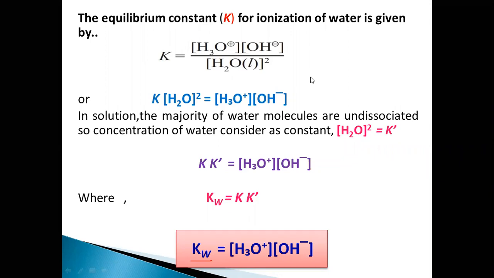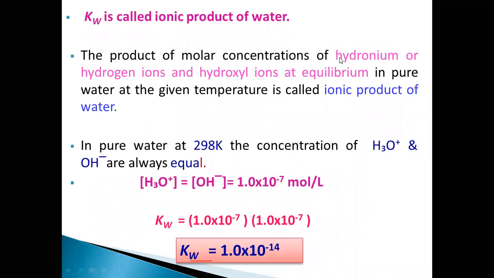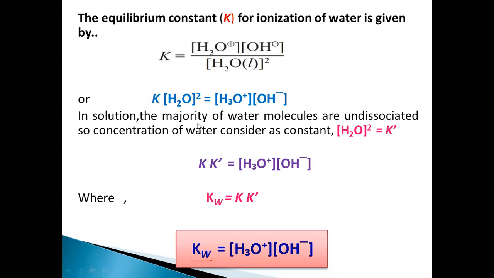Understood, students? What is the meaning of ionic product of water? What is the meaning of equilibrium constant for the ionization of water? I hope सबको समझ में आया होगा. So this Kw is called the ionic product of water. So how will you define the ionic product of water? क्या है वो ionic product of water? It is the product of, किसका product है? Product of concentration of hydronium ion or H plus ion.